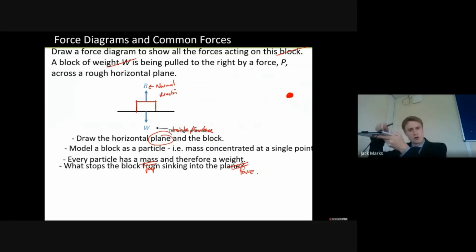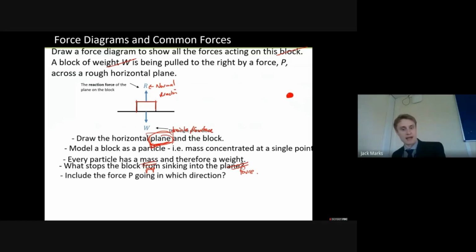Otherwise, it's like the tug of war. The thing would go through the table. So there must be something pushing it off. And in fact, in general, if you have a plane or a surface, or there are some other things like this as well, they give off a normal reaction. They stop the thing sinking through the table.